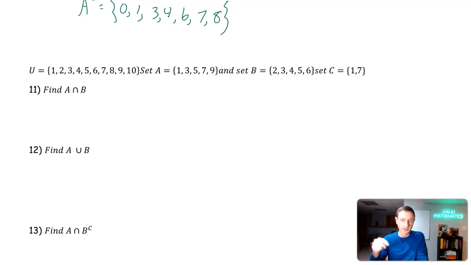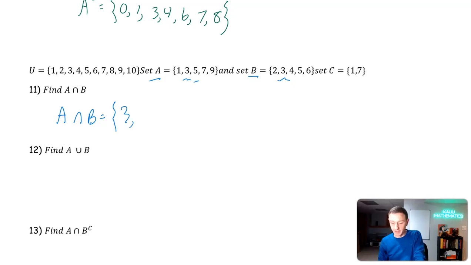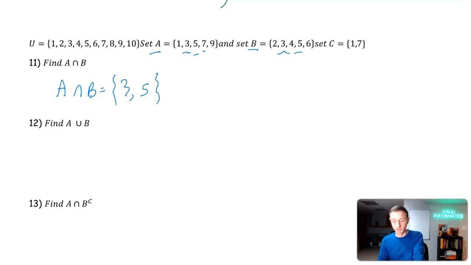So we want A intersect B, the overlap between A and B, all the common ground between A and B. So A is 1, 3, 5, 7, 9. B is 2, 3, 4, 5, 6. So A intersecting B. What elements do A and B both have in common? They have a 3. What else? They have a 5. Anything else? Well, this one has a 7, this one doesn't, this one has a 9, this one doesn't, this one has a 6, A doesn't. So the intersection between A and B is 3 and 5, because those are the only values that they both have.